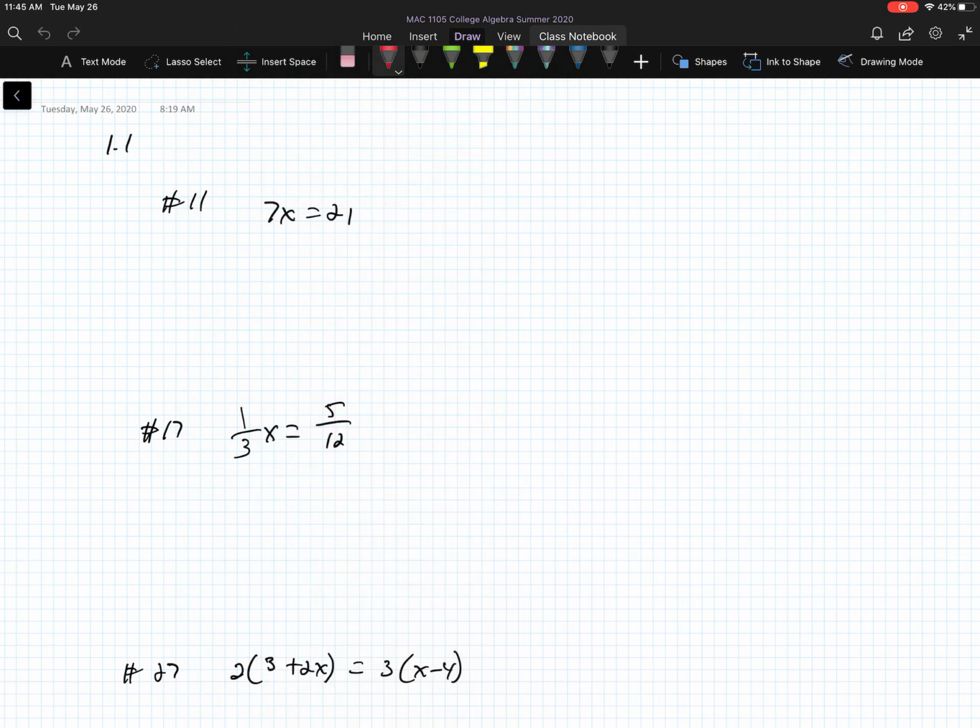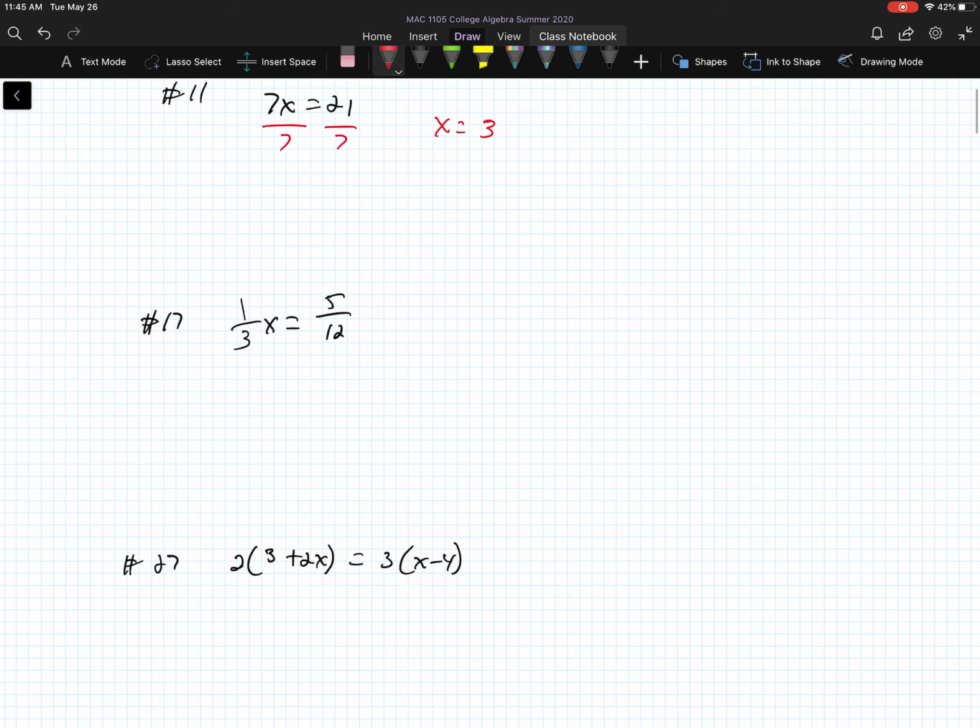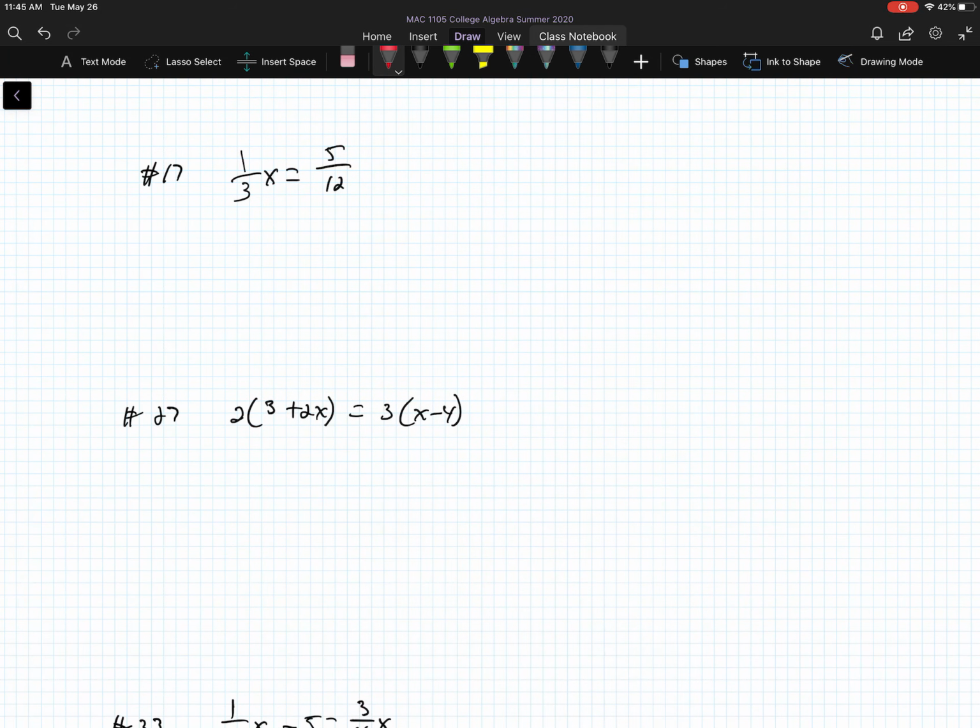So for this one, since I'm multiplying x by 7, if I divide both sides by 7, I get my answer, which is x is equal to 3 for this particular problem. When you have a fractional coefficient, what you want to do is multiply by the reciprocal. And the reason is because then my left side, where my variable is, I end up with x, right? Because 3 over 3 is just going to be 1.